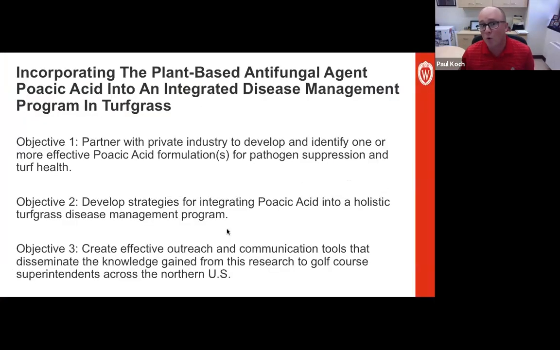That was the basis for our grant to USDA CPPM, which was titled Incorporating the Plant-Based Antifungal Agent Poacic Acid into an Integrated Disease Management Program in Turfgrass. There are three objectives with this project. Objective 1 was to partner with private industry to develop and identify one or more effective formulations for Poacic acid. Objective 2 was to look at how those formulations could be integrated into a turfgrass disease management program. And objective 3 was to disseminate that information to turfgrass managers in innovative ways.